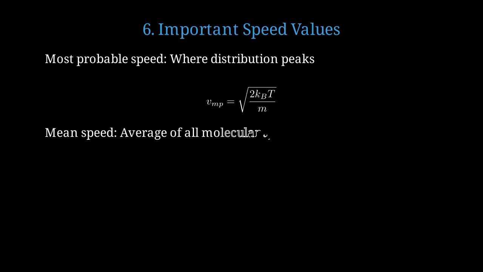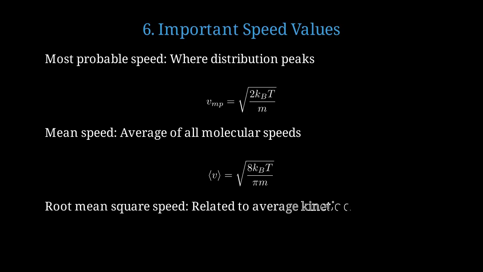The mean, or average speed, is the weighted average of all speeds across the distribution. The mean speed equals the square root of 8 k-B T over pi m. Notice it's slightly larger than the most probable speed due to the distribution's asymmetry. The root mean square speed is the square root of the average of the squared speeds. It's directly related to the average kinetic energy.